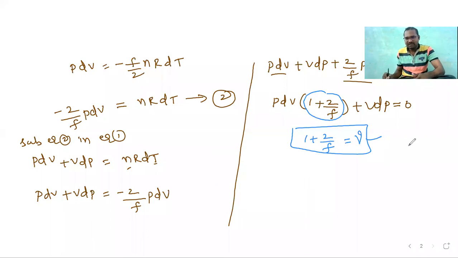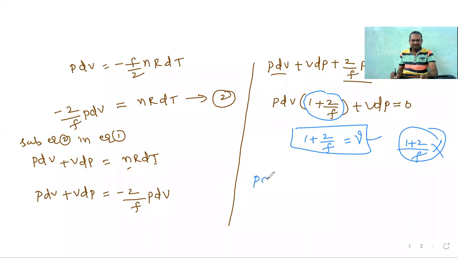It is not 1 plus 2, divided by f. It is not like this. It is 1 plus 2 divided by f, and you consider it as gamma. You will get PdV into gamma, I'll write gamma in front, plus VdP is equal to 0. Now gamma PdV is equal to minus VdP. Can we write? Yes.